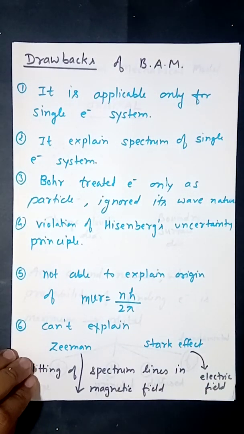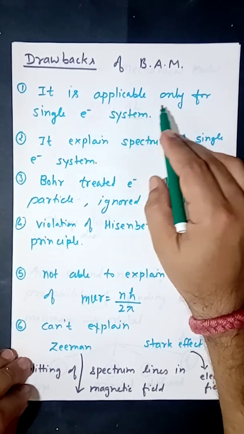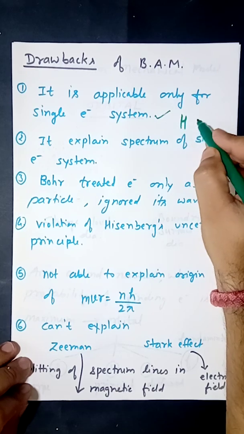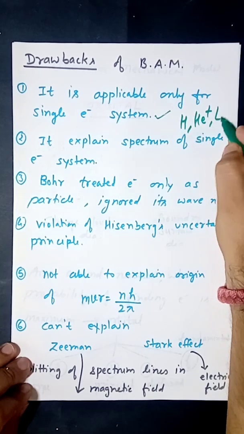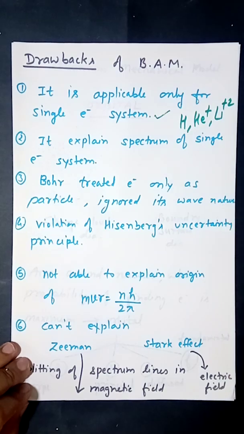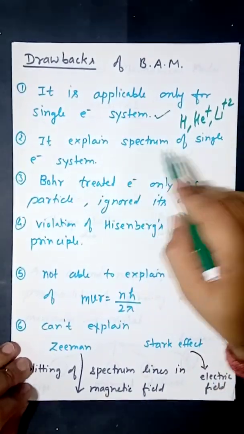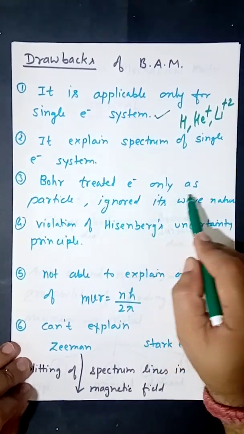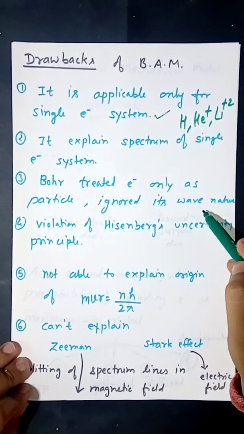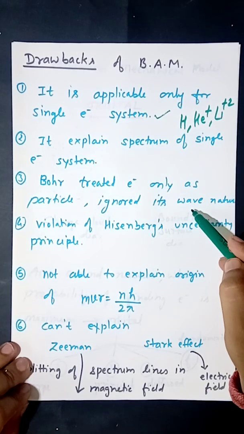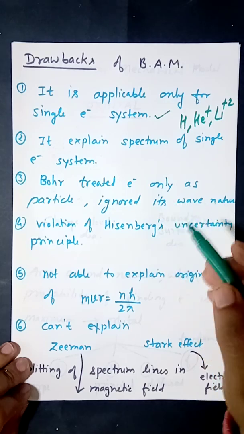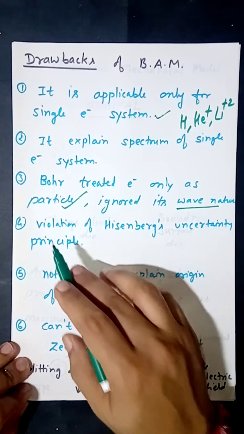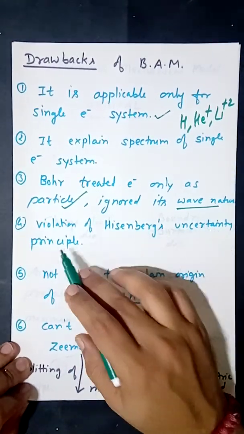Drawbacks of Bohr atomic model. There are a few drawbacks here. It is applicable only for single electron systems, as we discussed so far. It is applicable only for hydrogen, He plus, Li 2 plus, so applicable only for single electron systems. It explains the spectrum of single electron systems. Bohr treated electron only as a particle, ignored its wave nature. You know, as per dual nature, electron is both particle as well as wave, but Bohr treated electron only as a particle, ignored its wave nature.